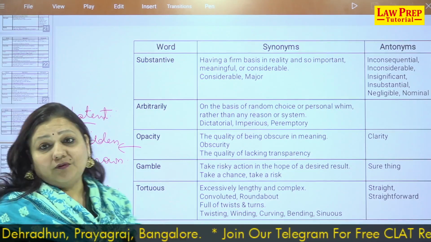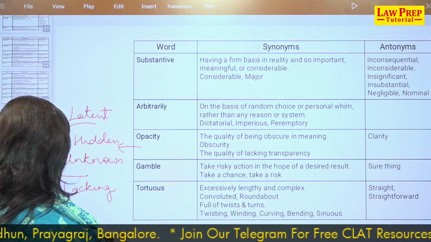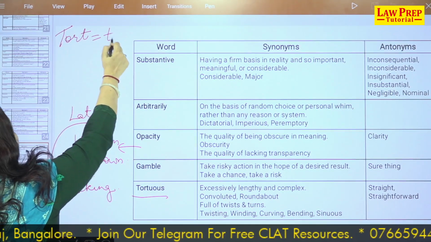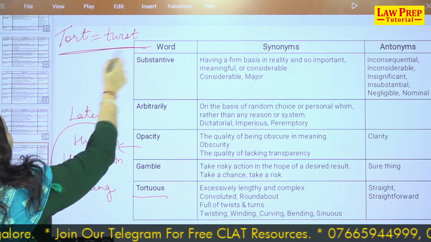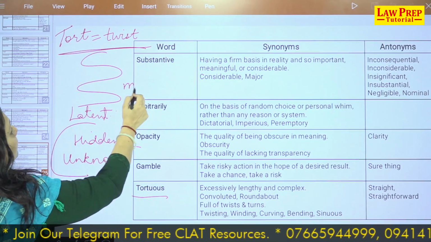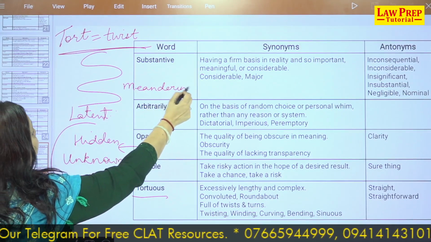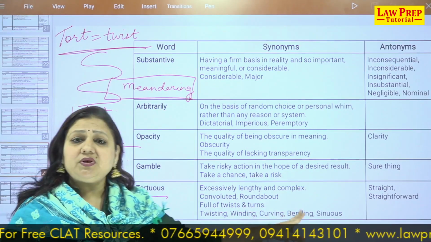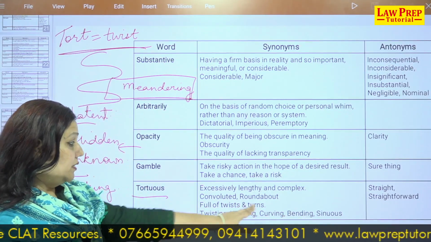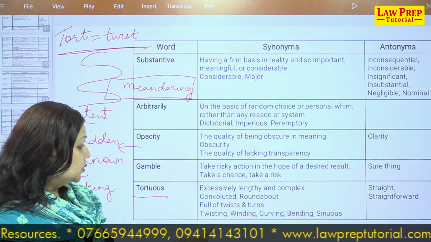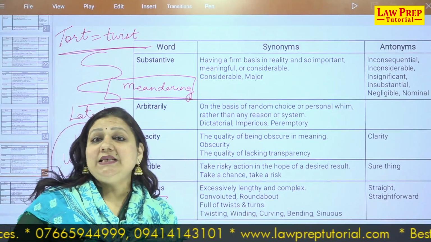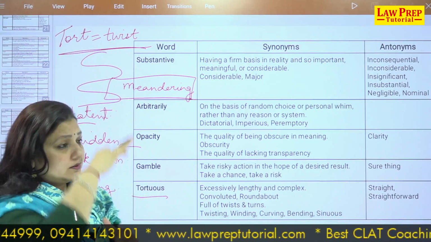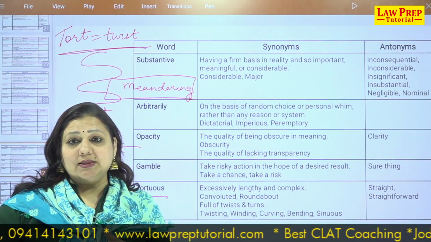Gamble is when you take a chance for something, this thing could happen or this thing could not happen. Note the root taut. Please note, very important root. Taut is twist or turn. Life is a tortuous game. Seen this situation? This is called meandering. In a zigzag state, in a state which is exclusively lengthy, which is very complex, which is convoluted, roundabout, full of twists and turns, something twisting, winding, curving and bending, sinuous, zigzag form, not in a straight line, not in a sequence, right?